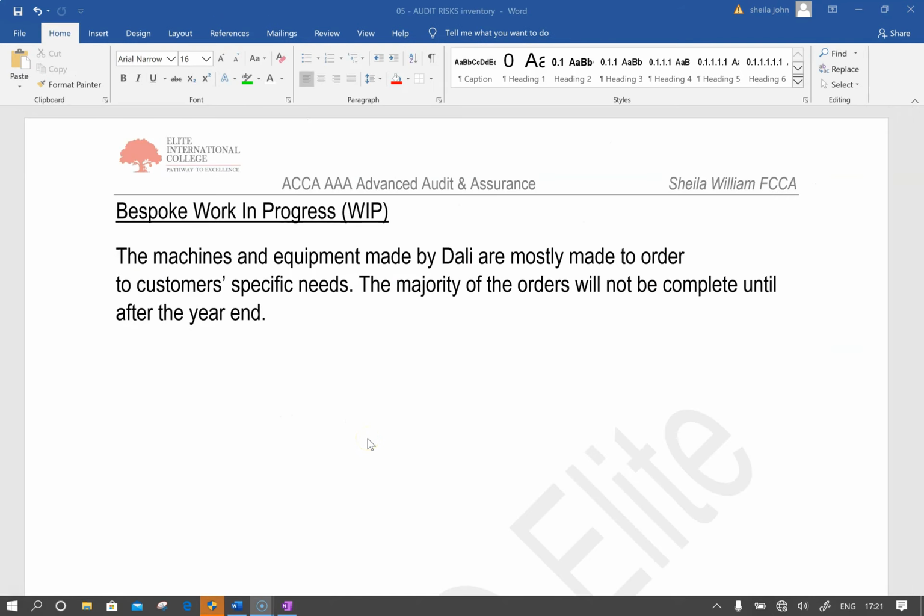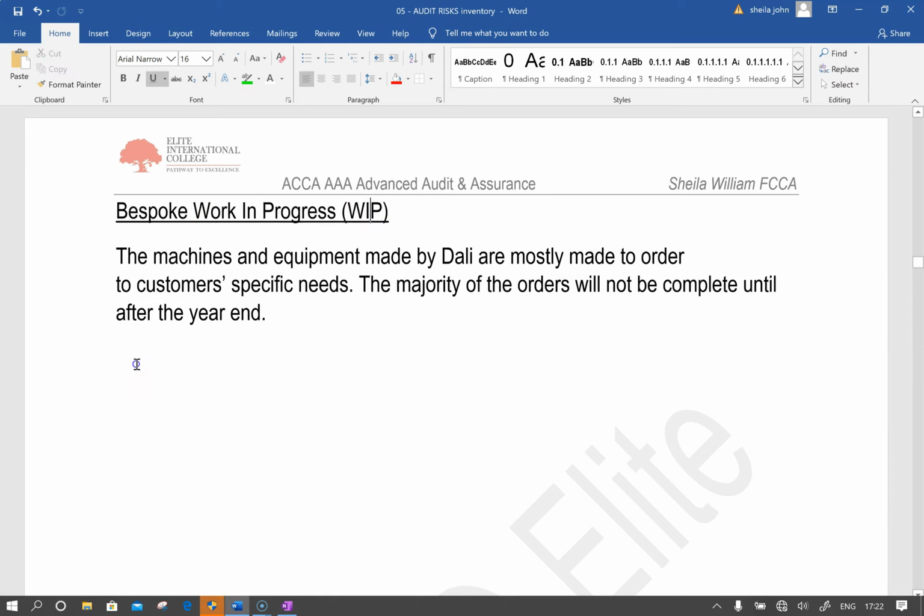So the first thing I'm going to say here is that the machines and equipment made by Dali are mostly made to order to customer-specific needs, and a majority of these orders will not be complete until after the year end. And this is the observation. So there's no analytical procedures here, which means that you're not going to get any marks. So keep it very, very short. The reason why we put down the observation is to help us to move into the accounting treatment part of things. So what would the accounting treatment be on? It will be on the WIP.